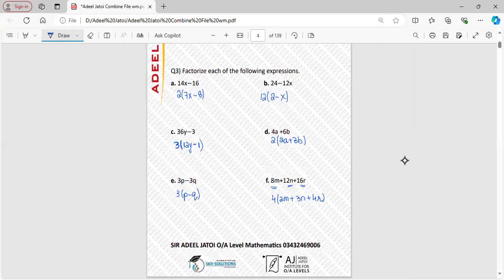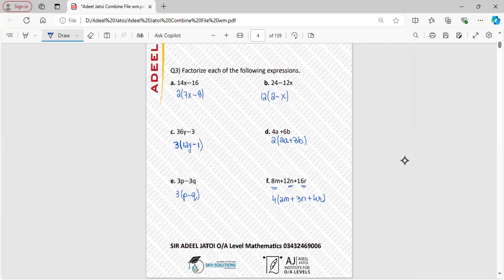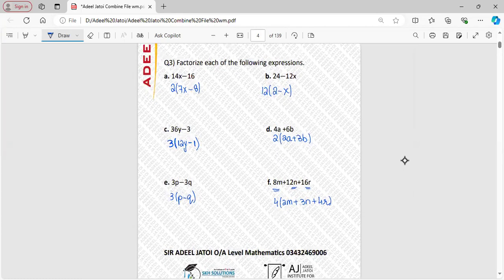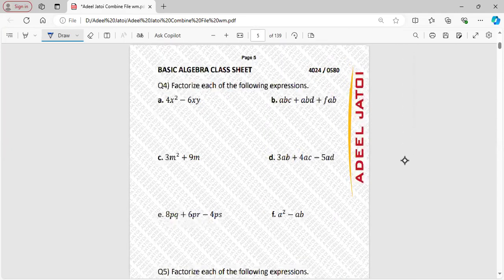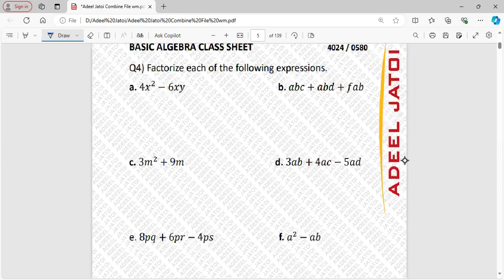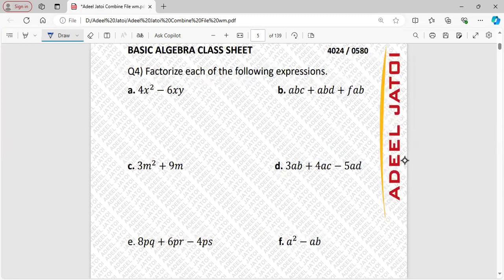So these were the 6 parts of question number 3. Right? So taking out factor means obviously to make sure how many values we have, and we need to take the common from the factors. So we have question number 4 as well. In this question, it says factorize each of the following expressions. Solve all the 6 parts first. And then obviously we can solve them together.